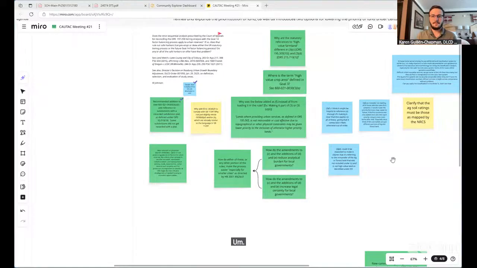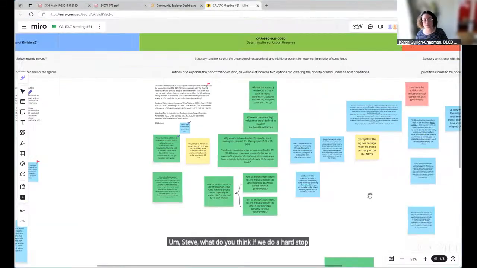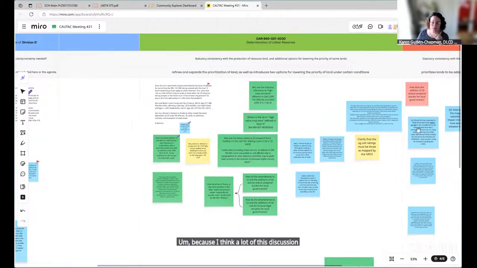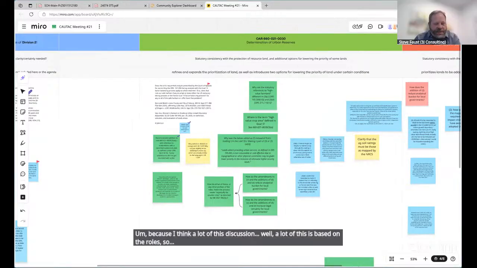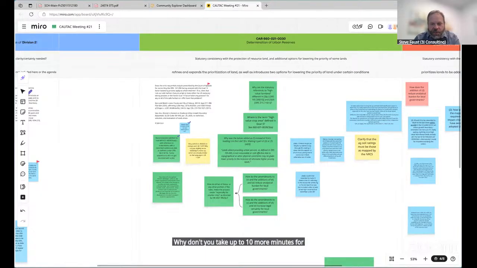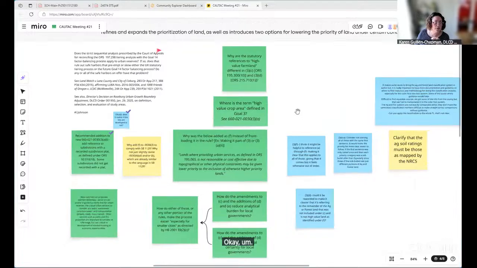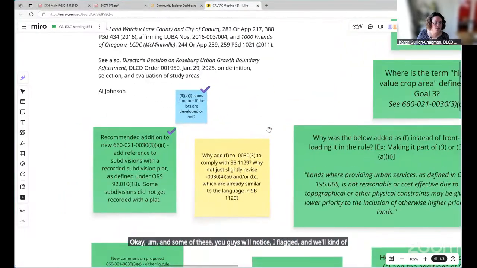Steve, what do you think if we do a hard stop? Give me that 30-minute warning. Because I think a lot of this discussion is based on the rules. So why don't you take up to 10 more minutes for questions, and then we'll move. Okay. And some of these you guys will notice I flagged, and we'll kind of move on. We won't be addressing all of them.